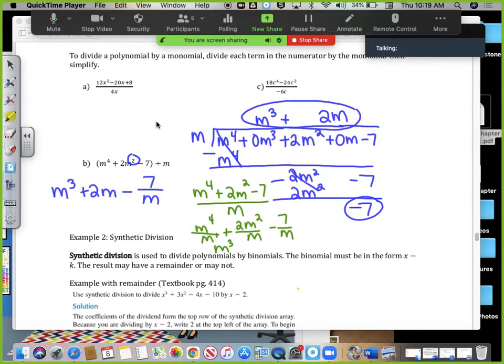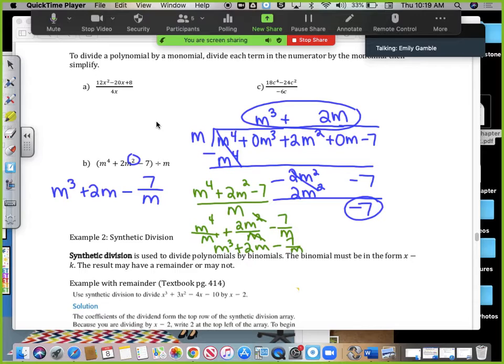2m squared over m. This m will cancel out with one of these m's, so I'll be left with just 2m. And then 7 over m can be simplified, so it would just be minus 7 over m. So whatever method works for you is fine with me. It really is up to you.